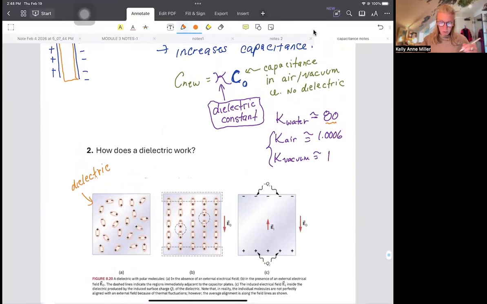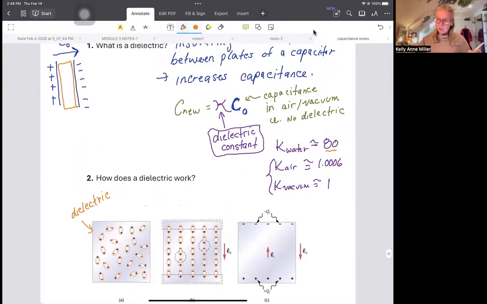Okay. When I put it in between the two plates, however, what's going to happen is the dipoles within the insulator are all going to line up in such a way that the positive end of the dipole, if I were to draw it up here, will be close to the negative plate, and the negative side of the dipole would be close to the positive plate. So they'll line up like this.